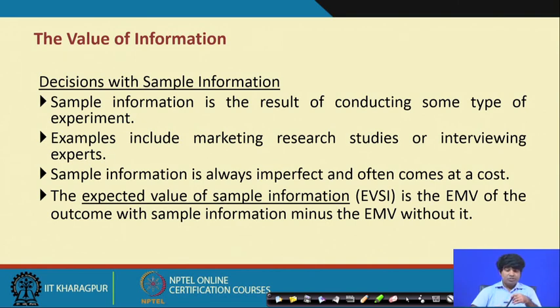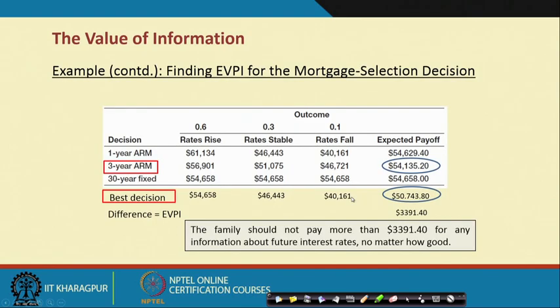So the value of information is nothing but the decision with the sample information. The sample information is the result of conducting some type of experiment. Obviously, it is an experimental process, and examples include marketing research studies or interviewing experts. Sample information is always imperfect and sometimes comes at a cost, and the expected value of sample information is the EMV of the outcome with sample information minus the EMV without it. That is the process which you have already derived here.